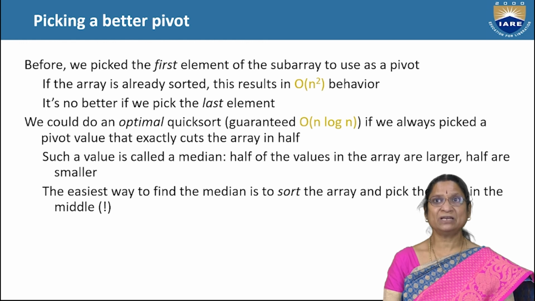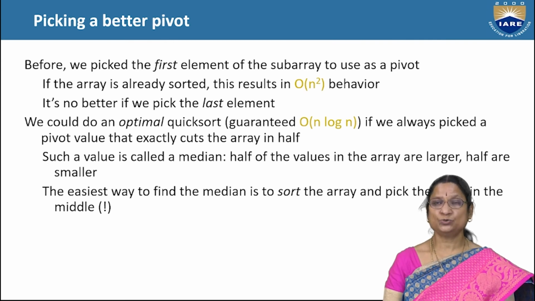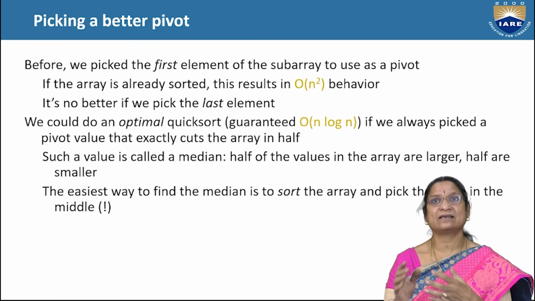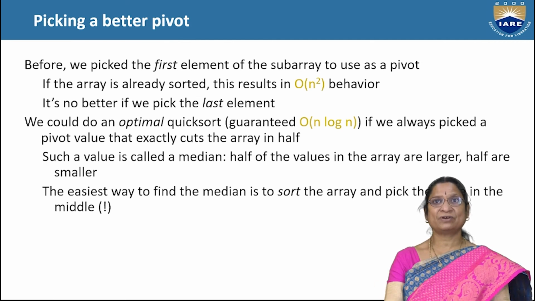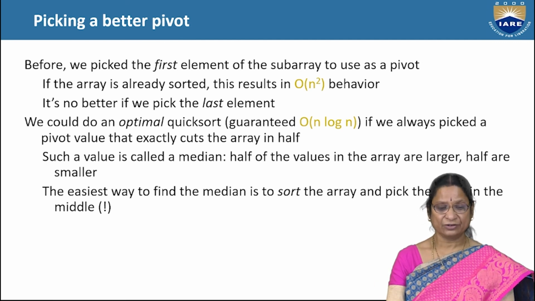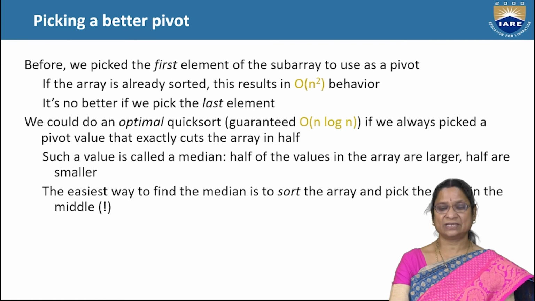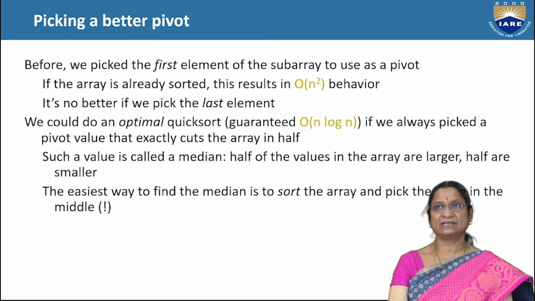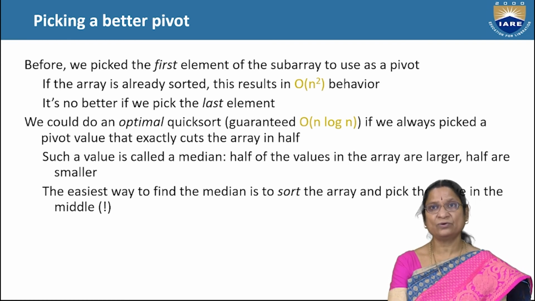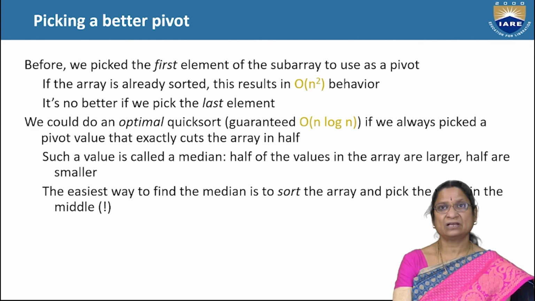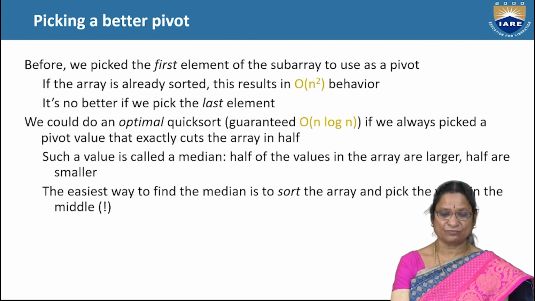We could do the optimal quicksort, guaranteed n log n, if we always pick a pivot element value that exactly cuts the array into half. That is, the choice of pivot element affects our analysis of the quicksort algorithm. That's why the pivot element value is called a median. In such cases, half of the values in the array are lesser, so they are in the first half, and greater elements are in the second half.